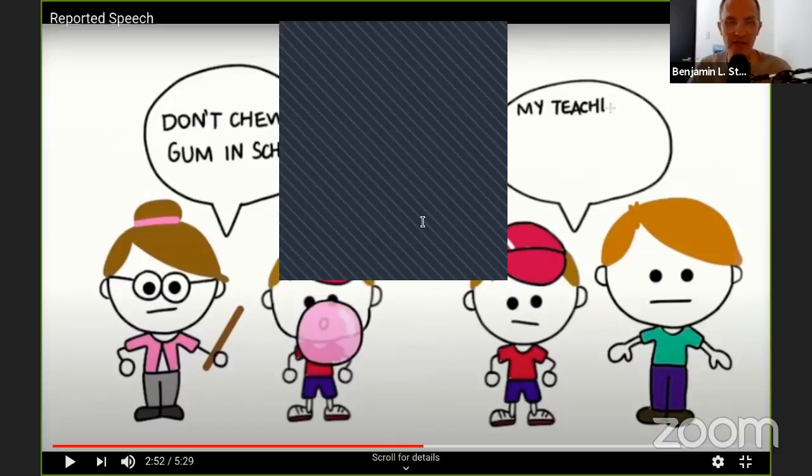Okay, if you're looking at the chat, take a look at that example. My teacher told me not to chew gum in school. Is there another alternative? That the boy with the cap is telling his buddy. What else could he say? Certainly he could say, my teacher told me not to chew gum. What's another possibility? What do you think?